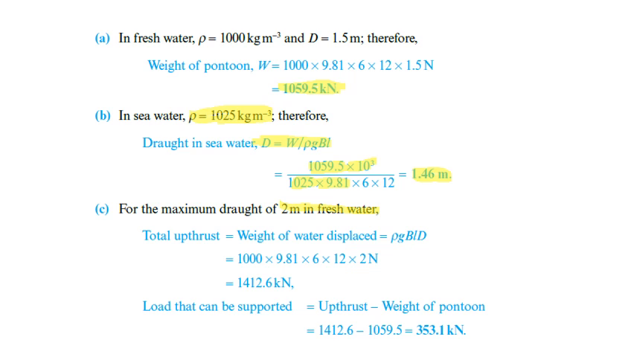So the density will be 1000 and the draft here is 2 meter. So the total upthrust force will be 1412.6 kilonewton, and the additional load would be obtained by subtracting the weight of the pontoon, and we get 353.1 kilonewton.